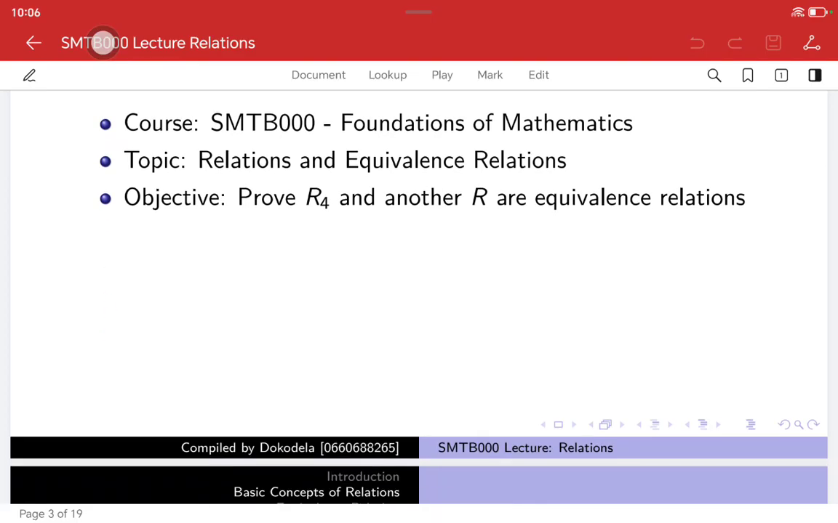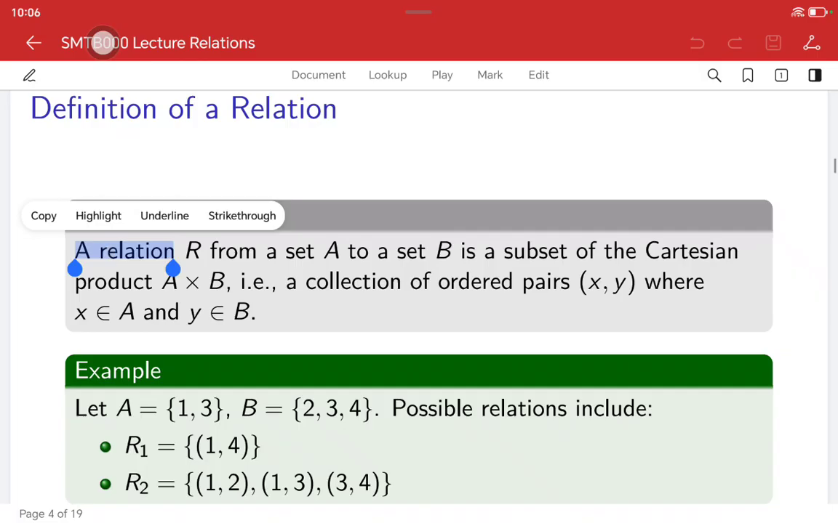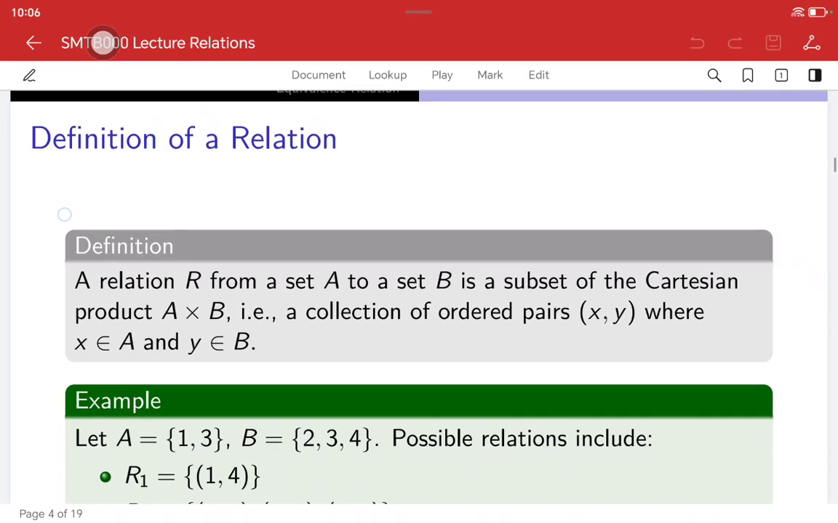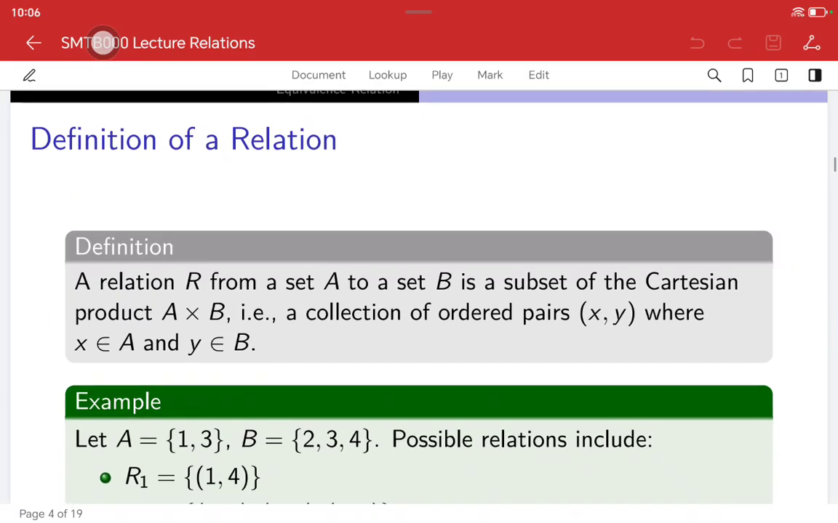When we come to the examples, I've included two of them that we're going to be looking at based on such relations. So when we come to a relation, we're saying that a relation R from a set A to a set B is a subset of the Cartesian product A cross B, such that a collection of ordered pairs (X, Y), where X is an element of A and Y is an element of B. So what I'm saying here is that R will be a relation such that we can have something like this.